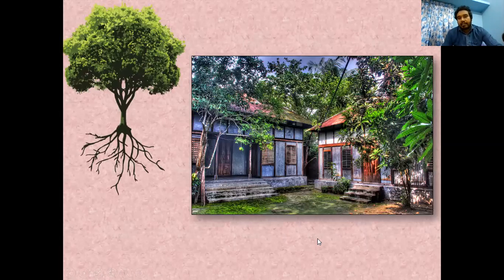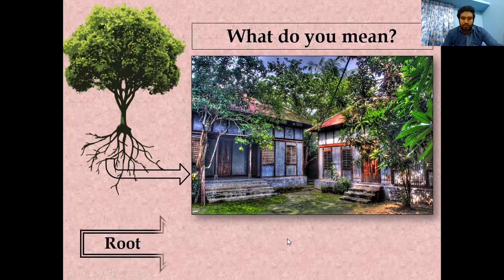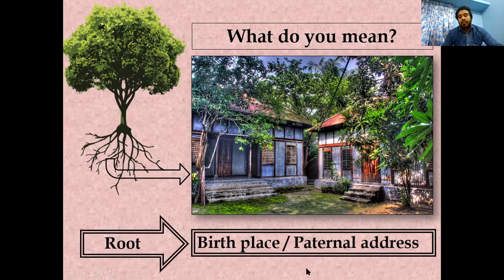What do you see? What do you understand through this picture? Actually, there is a relation between these two pictures. One is a tree, and you can see the root of a tree, and it is pointing towards the village home. Where is the root? Our root is our birthplace or paternal address. This is the only reason people are rushing towards their home or towards their birthplace, risking their lives.